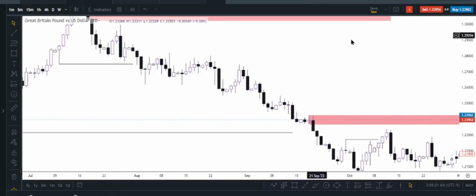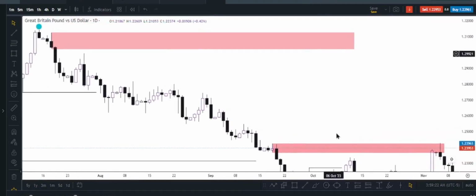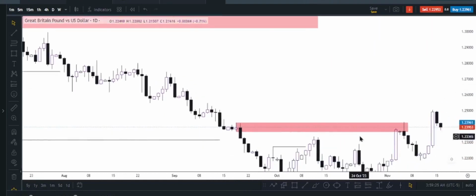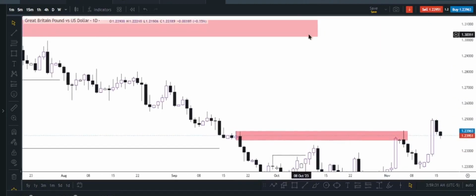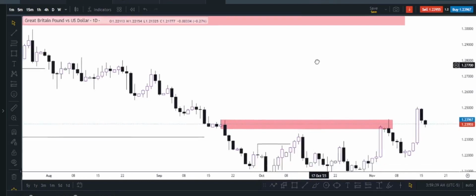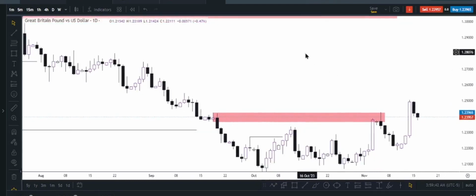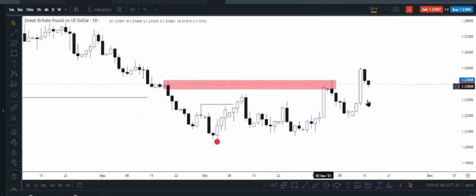Only these two points of interest are what we look into. Now, I told you that your DOB is a low probability point of interest, but your extreme OB is a high probability point of interest. This extreme OB is a high probability point of interest, but this one is a low probability point of interest. And as you can see, price actually came into this DOB and reacted.